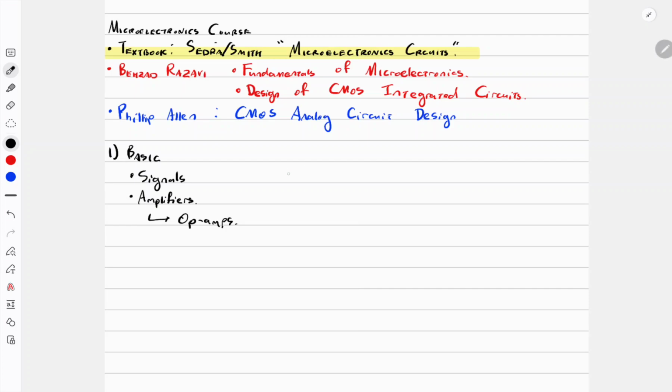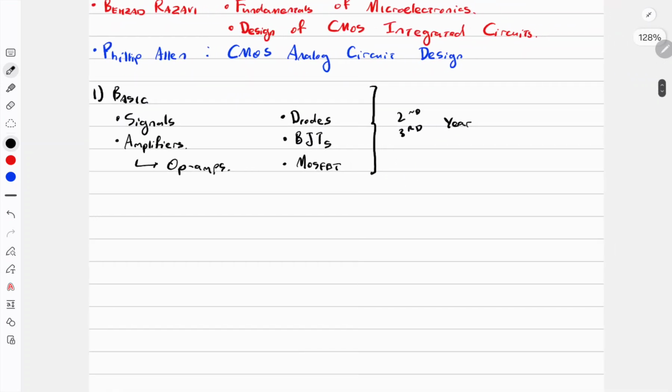But there are also some other topics that come after that. There's a topic on diodes, then a topic on BJT, which is a type of transistor, and then a topic on the MOSFET, which is the modern kind of transistor. Usually they cover this in the second and third year of the undergrad.